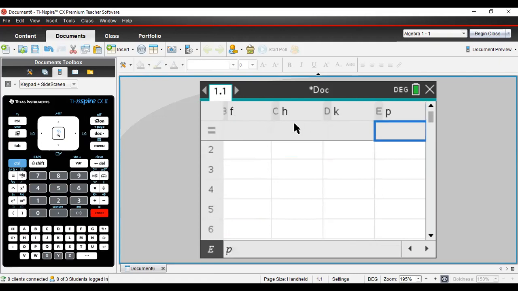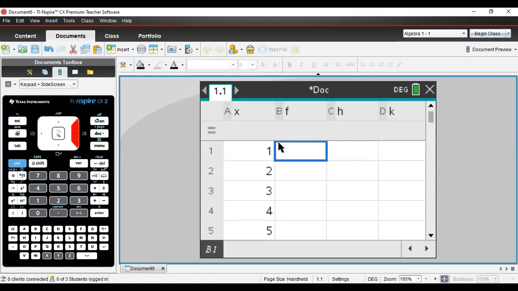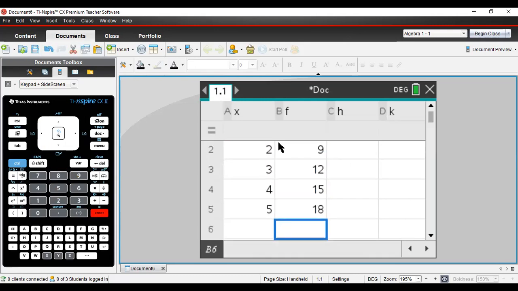So I just put f, h, k, p. Please don't put h comma or parentheses x because the calculator is going to get confused if you do that. So if you're going to use the letter, just use the first letter. That's the best way to do this. So let's go over to f of x and let's enter that. So this is going to be 6, 9, 12, 15, 18, boom, done.